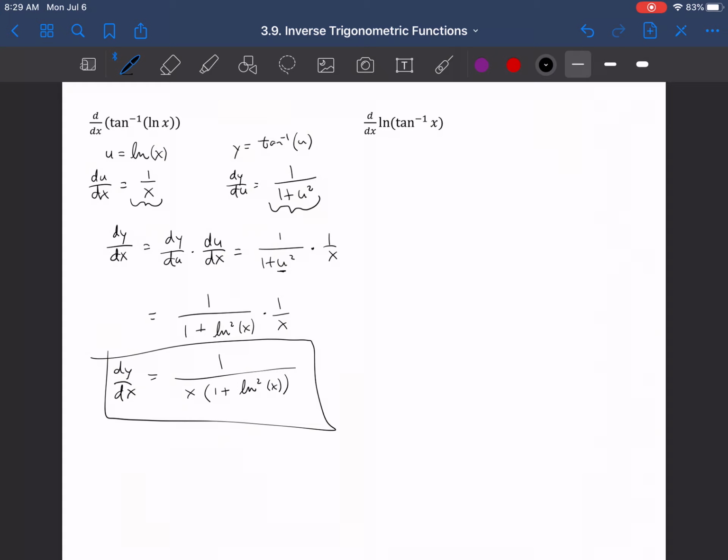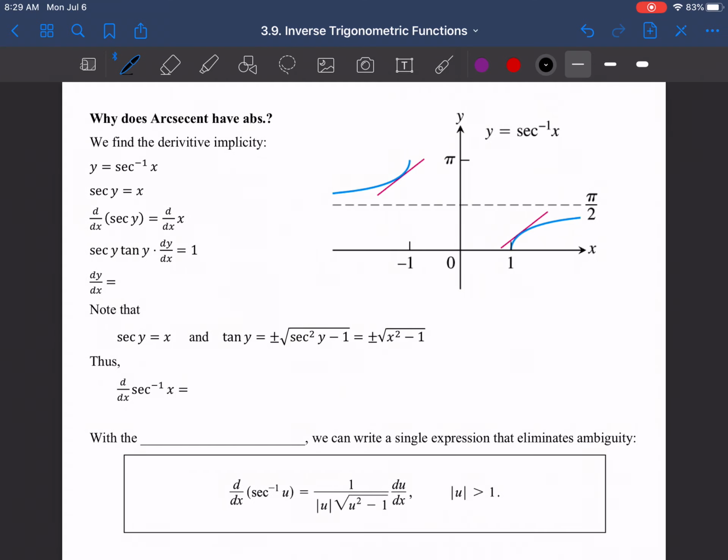One way is quicker, and one way, putting the dy, the u's and stuff, is usually a little more thorough and helpful. All right, so why does arcsecant have an absolute value? Ultimately, this just boils down to the fact that as you go through all of this, you have these plus or minuses, right? And that's ultimately why.